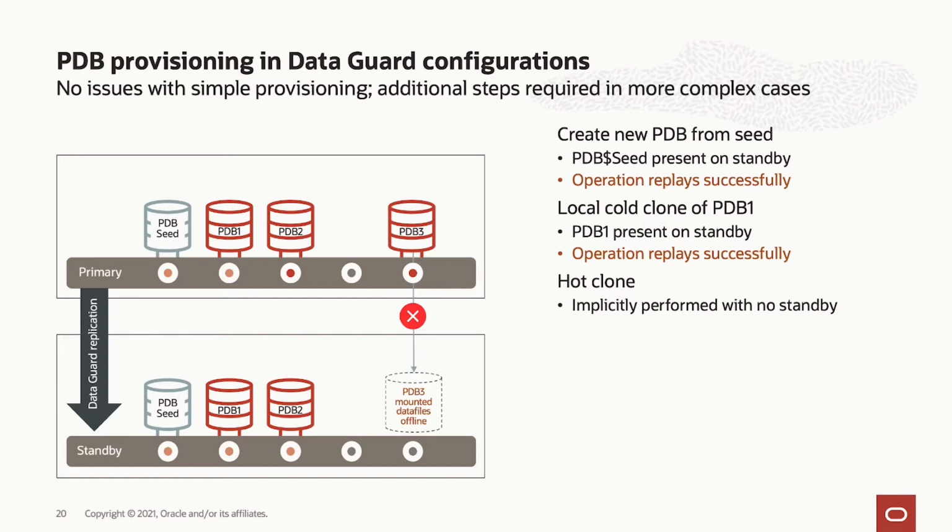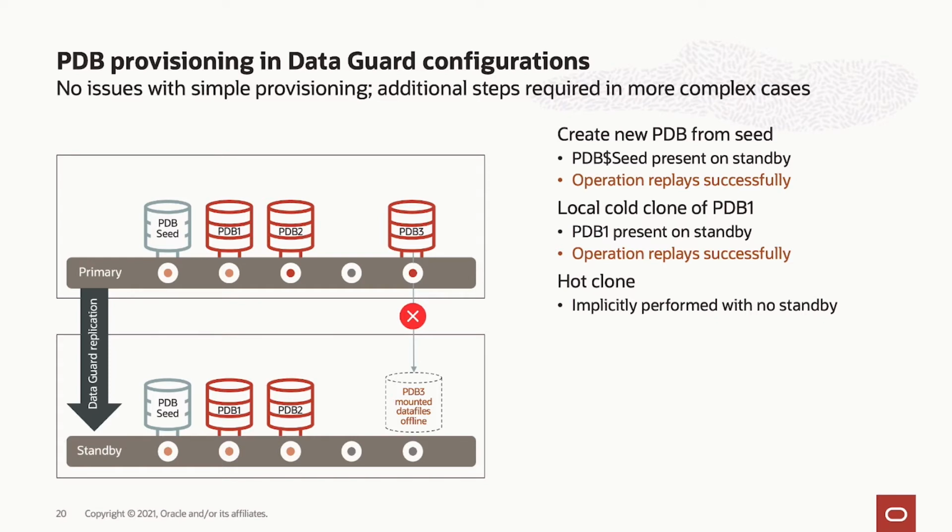These two recovery operations would interfere with each other, and to avoid that, a hot clone to a DataGuard primary will have no standby replica. This may be viewed as the functional equivalent to including the clause standbys equals none in the hot cloning operation on the primary.